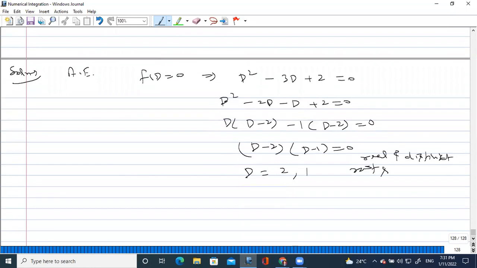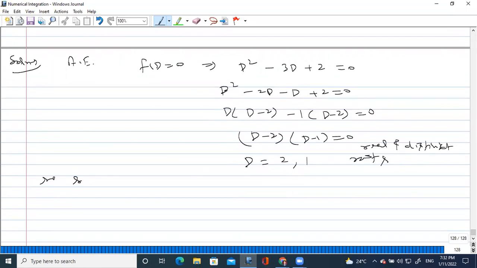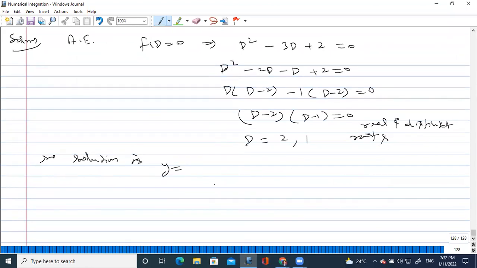So what is the solution for that? The solution is y equal to, can anybody tell? C1 e to the power x plus C2 e to the power 2x. Actually here it is x and t: in place of y it is x and in place of x it is t. So x equals C1 e to the power 1 into t plus C2 e to the power 2 into t. That will be the answer.